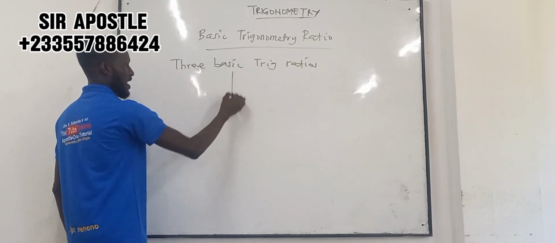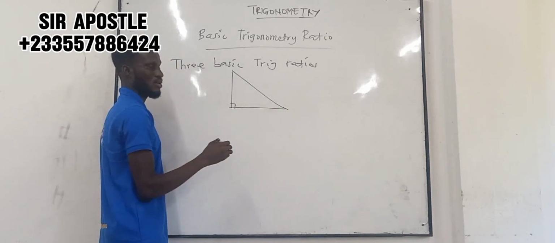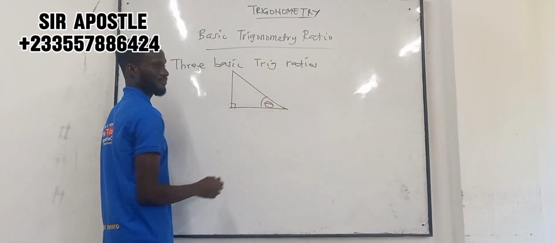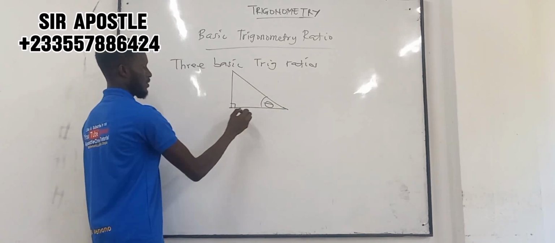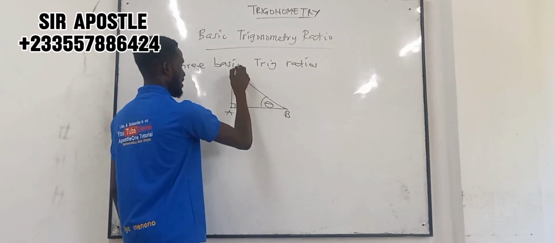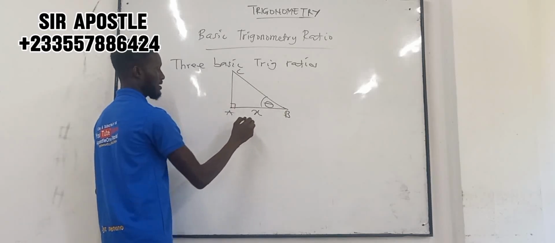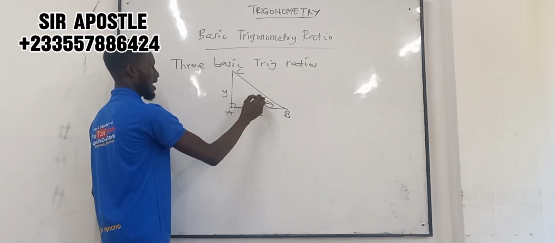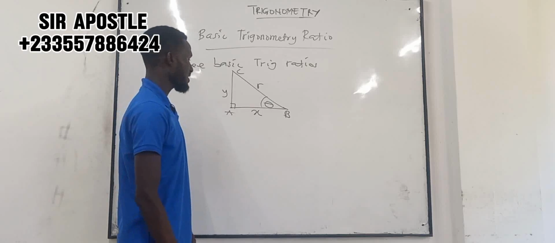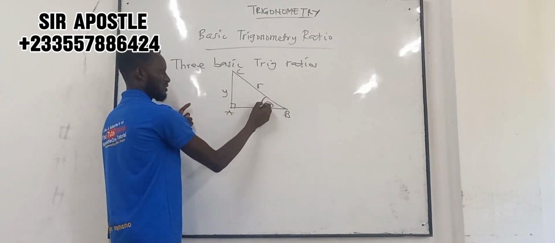If we have a right-angled triangle like this, here is 90 degrees, and the angle here is theta. Now, let me label the vertices A, B, and C. Let AB be equal to X, this one be equal to Y, and I'm going to use R for the hypotenuse. So what does it mean? Here becomes the hypotenuse. This is the angle theta.